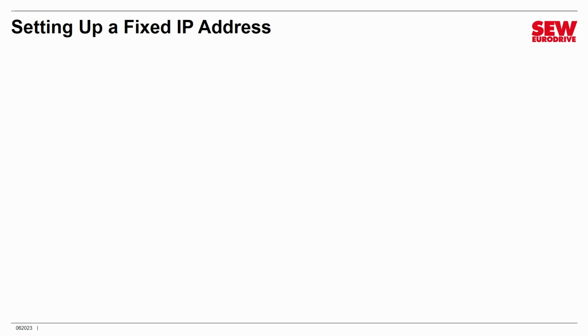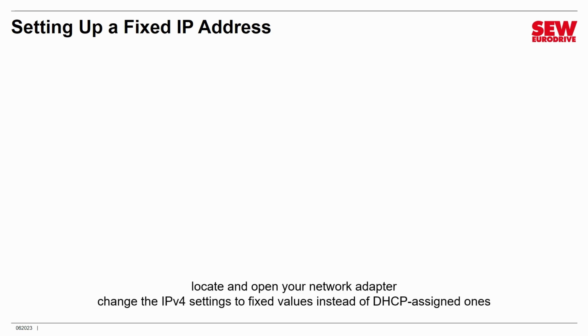Now, how you do this depends on which version of Windows you're running. I'm going to show you an example on my computer, which is based on Windows 10. But if you're using Windows 11, it's going to be different. So you'll need to kind of take what I show you and figure out how to do the equivalent in the version of Windows that you have. So what you'll need to do is locate and open your network adapter and then change the IP version 4 settings to fixed values instead of DHCP assigned ones.